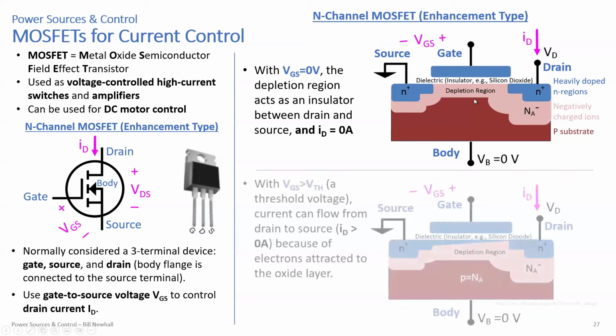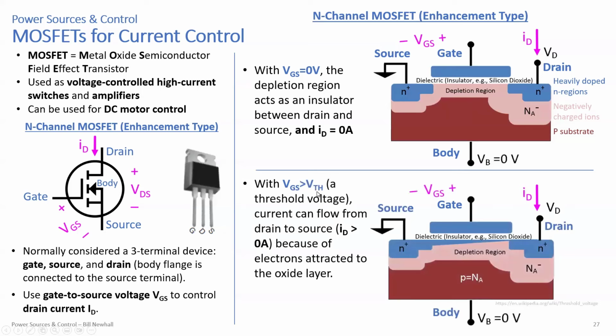But when you increase VGS beyond a certain voltage, called the threshold voltage, current can flow from drain to source. Conventional current, positive charge flow, can flow from drain to source. That means ID is greater than 0. That's because of the electrons attracted to the oxide layer. You apply a voltage between gate and source, you attract electrons, and you create a channel through which current can flow between drain and source.